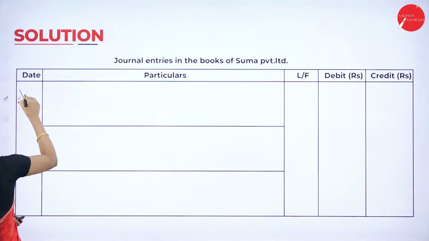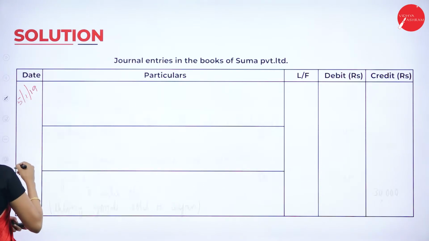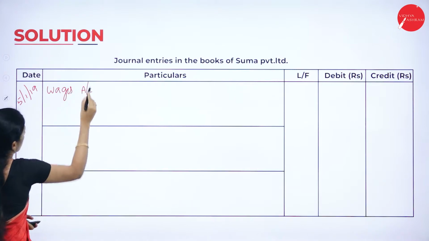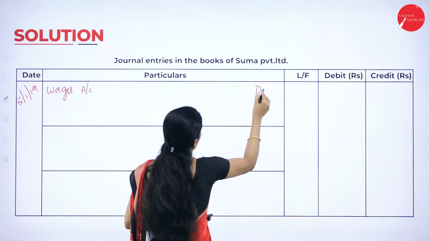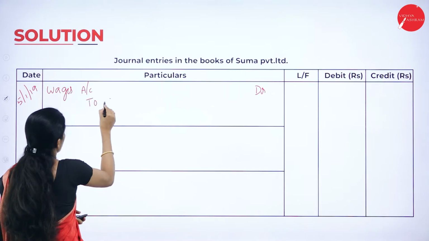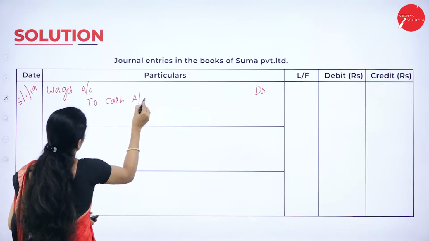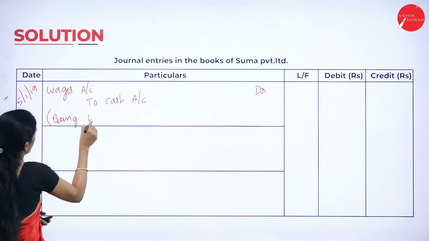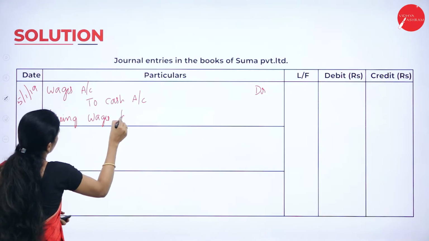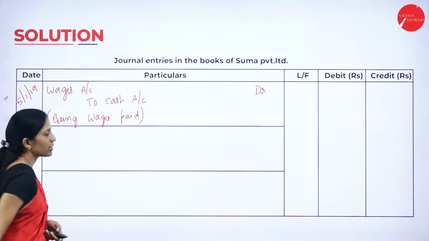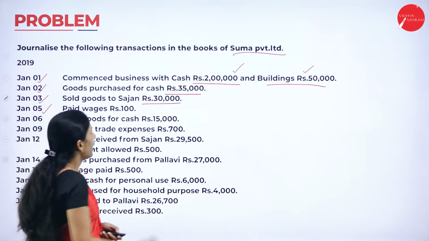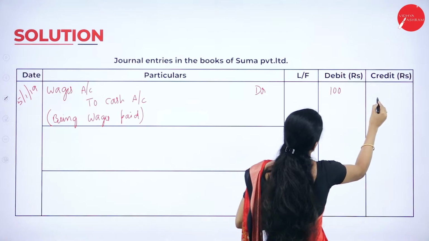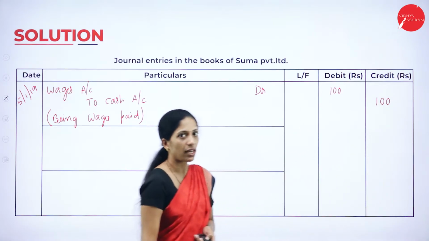So 5/1/2019. Wages account debit to cash account. Write the narration: being wages paid. Close the bracket. And what is the amount? Amount is rupees 100. 100 in the debit side and 100 in the credit side.